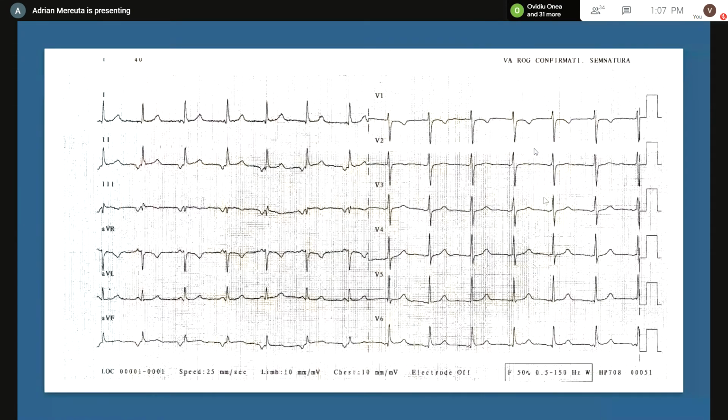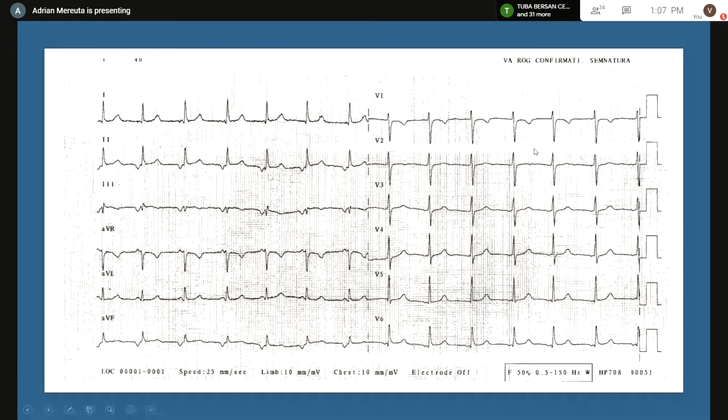Another case. This is with P wave before every beat, no problem. Still, the P wave is not sinus because it's negative in lead 2 and positive in aVF. That means the axis is different. Probably, we call it upper junctional beat because the P wave is very close to the QRS complex.